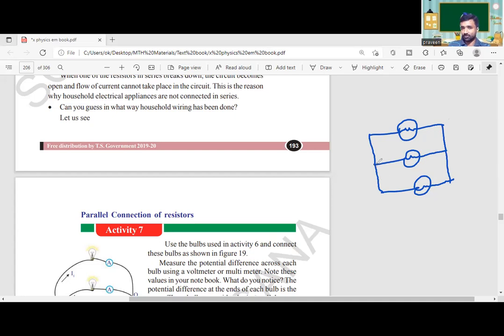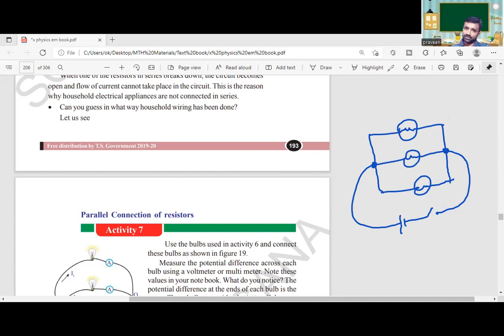individual paths connected to a common. Terminals of the bulbs are connected to a common point, and that common is connected to the battery using the switch. Then what to observe here? What are you required to observe?